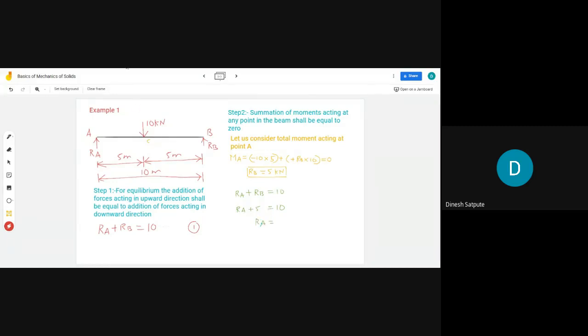So what is the value of RA? Very simple, class 2 or class 1 mathematics. 5 kilonewton. And always mention the unit whenever we are writing an answer. You must have the habit of writing a unit, correct? Using these things, whatever page you are seeing on your screen, this is the most basic thing you have to follow, and using this you can solve any kind of critical numerical to find out the reaction.